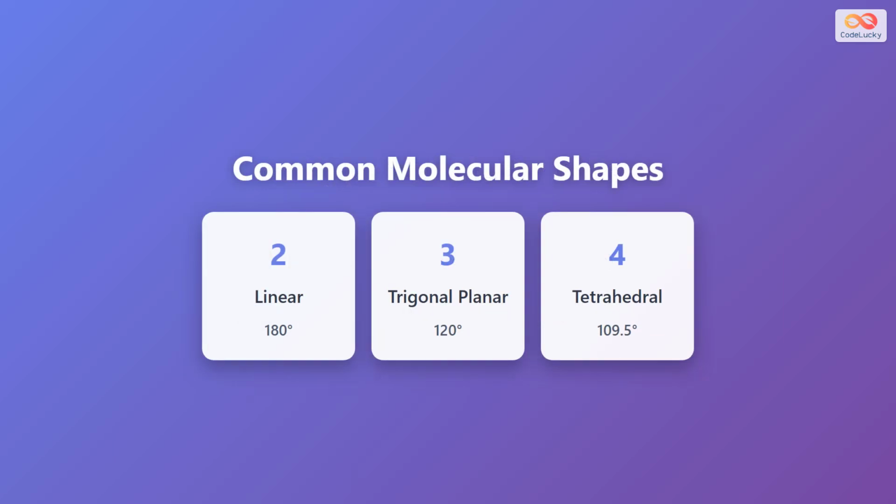Based on VSEPR theory, molecules adopt several common shapes depending on the number of electron pairs around the central atom. With two electron pairs, molecules adopt a linear shape, with atoms arranged in a straight line 180 degrees apart. With three electron pairs, we get a trigonal planar shape, where atoms are arranged in a flat triangle with 120-degree angles between them. With four electron pairs, molecules become tetrahedral, a three-dimensional pyramid shape with bond angles of 109.5 degrees. These are the most fundamental molecular geometries, and many other shapes are variations of these basic patterns.